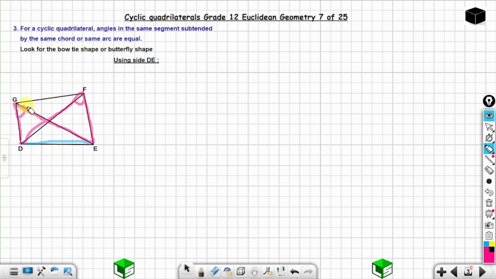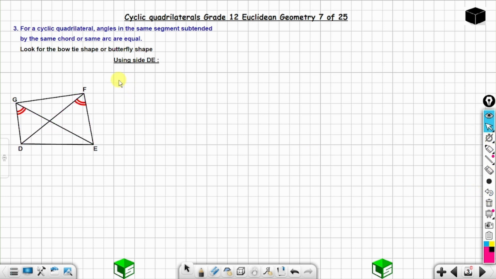So if you can prove that this angle is equal to this angle, then this is a cyclic quad. Using this side, you have this angle and this angle. If the two angles are equal, then this is a cyclic quad.